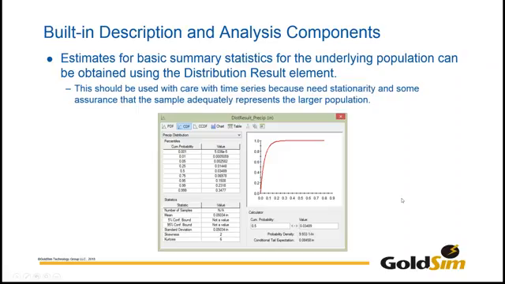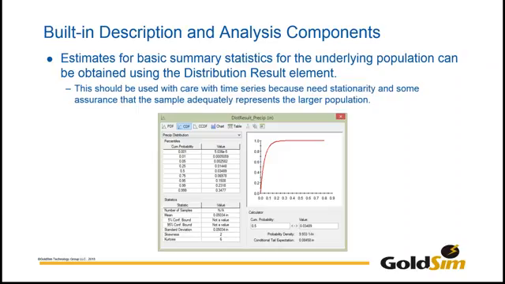The one thing we should note with the distribution result is this is a sample, so the sample is the results from the simulation of the particular value that's given to the distribution result, and it is then creating a smoothed or slightly interpolated either CDF or PDF, depending on how you want to show it, from this sample. And so what it's doing is providing an estimate of the statistics of the population based on the sample. That would be the results, okay?